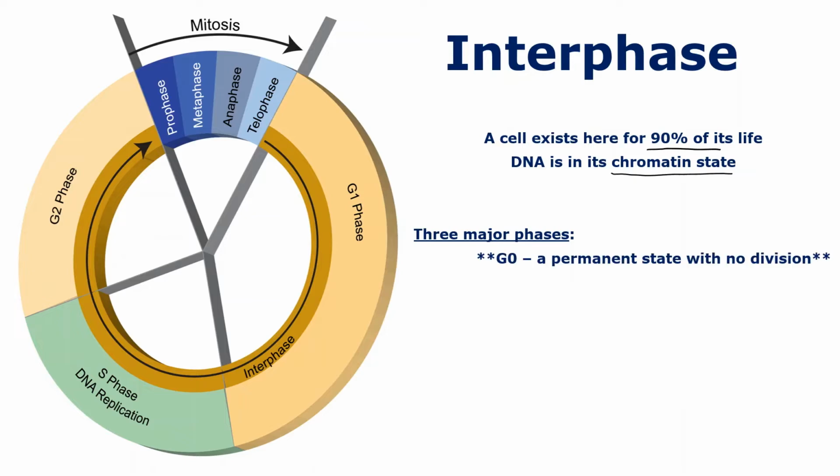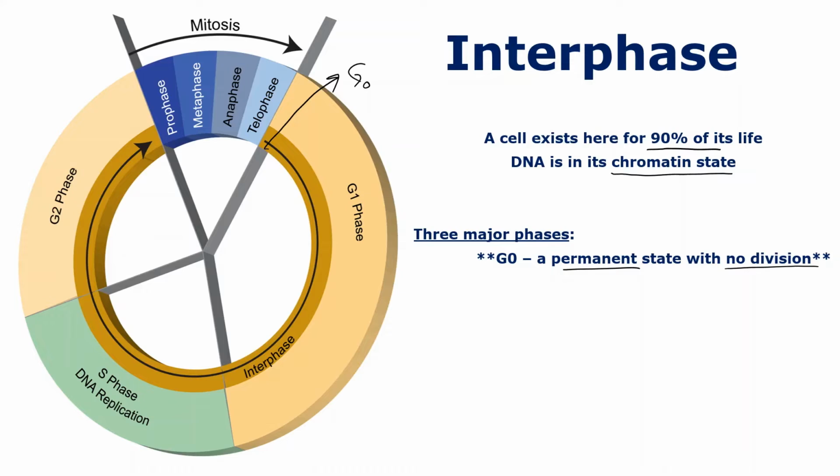Now G0, I put some stars around it because it's not shown, and I can draw it kind of like this. Let's say right here when you're born, there's a G0 phase. And I'm drawing it here because it takes us out of the cycle. So if you are a cell that goes into a G0 state, you are in a permanent state with no division. Now that's arguable, depending on how far you want to jump in there.